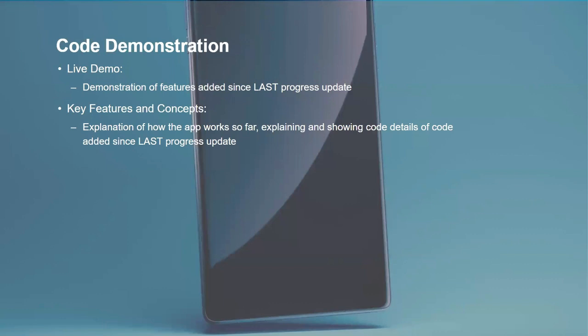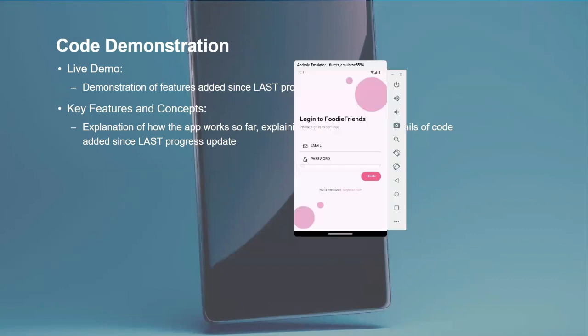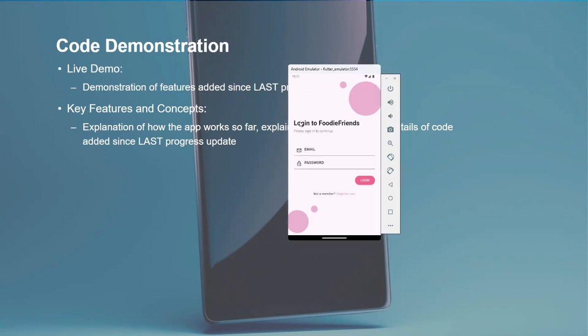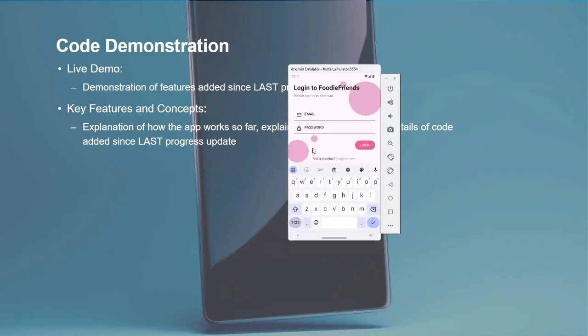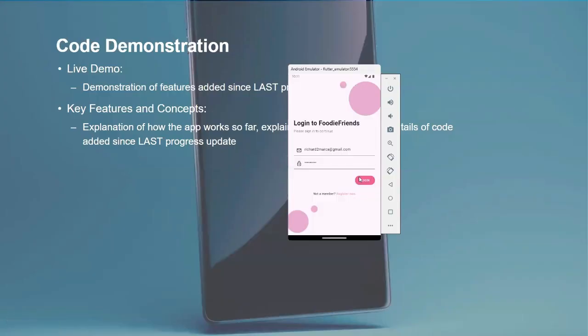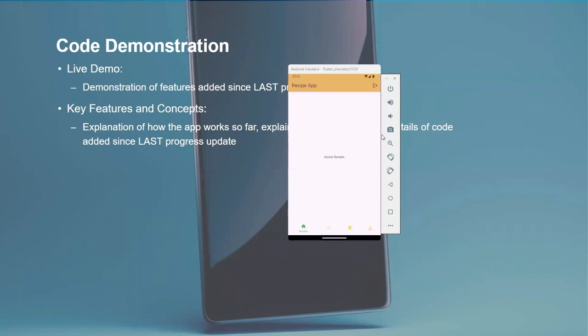And here is a live demonstration of our app. As you can see, we have the login screen with the actual name of our app, which we will call Foodie Friends. So I will do the same login I did before and enter my password. Log in. And this is an example of the homepage.